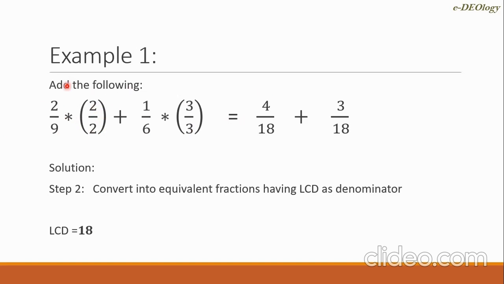So the first fraction becomes 4 over 18. We multiply 2 by 2, it becomes 4. We multiply 9 by 2, it becomes 18. The second fraction becomes 3 over 18, because we multiply 1 by 3, it becomes 3. 6 times 3 is 18. So now we have equivalent fractions here.